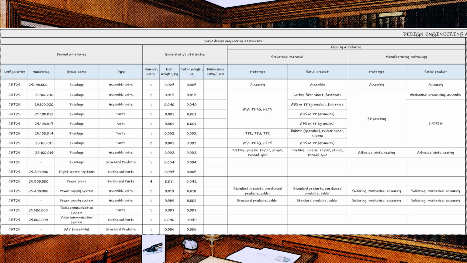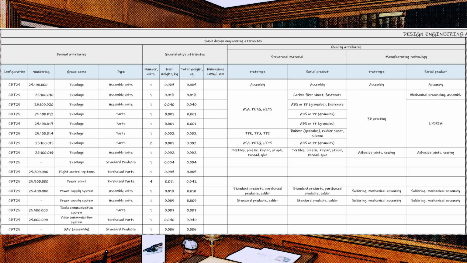In the BOM, compliance with these criteria is displayed in the BOM design attributes module and three sub-blocks corresponding in name to criteria 5, 6, and 7. The BOM design attributes module consists of two main blocks: basic design attributes, and a plan of design and technological measures to reduce direct costs only for a serial product. The basic design attributes block in turn consists of sub-blocks: formal attributes, quantitative and qualitative attributes.